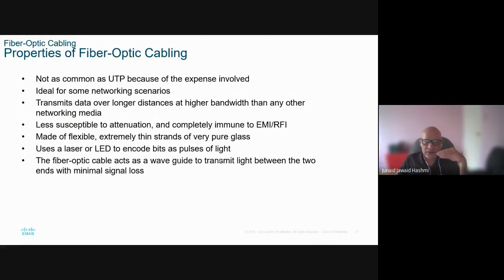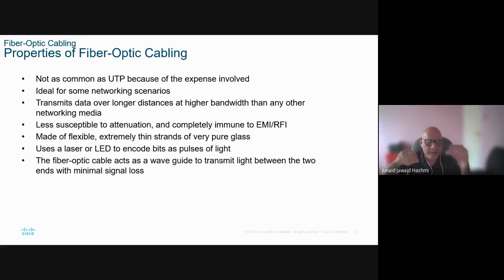Fiber optic cables are not as common as UTP because they're more expensive, but they're ideal for certain networking scenarios. For example, they can transmit data farther than copper. So if you have to connect two locations that are further apart, copper is 100 meters, fiber optic is 1,000 meters. I don't remember the exact distance, but it's something along that line.